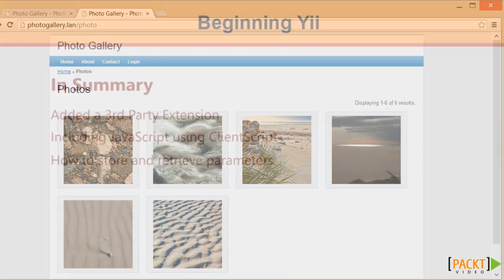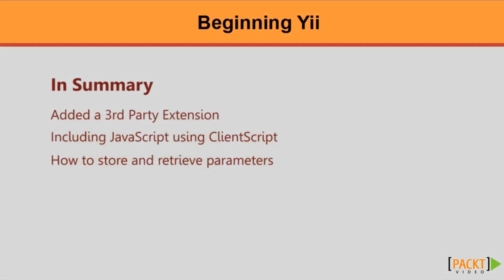So in this session, we've added a third-party extension, and we've seen how to include JavaScript using the clientScript application component, and how to store and retrieve parameters from the main config file.